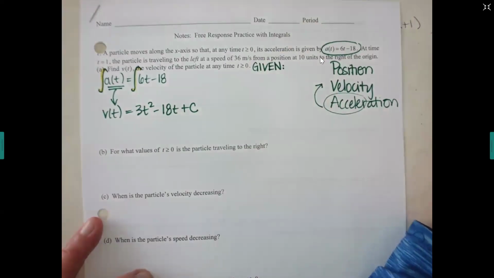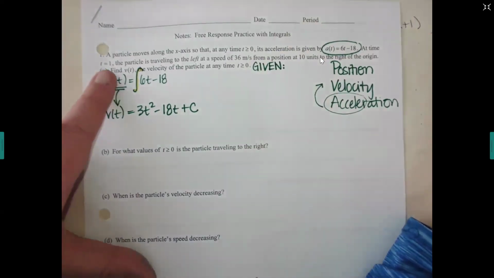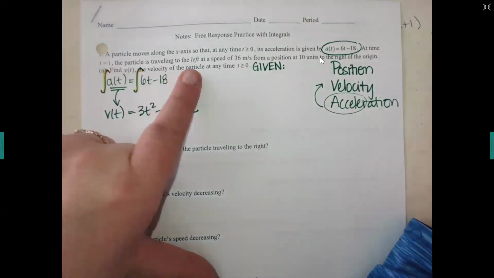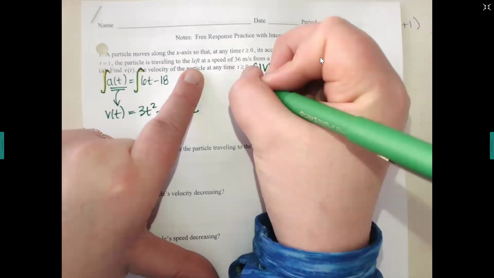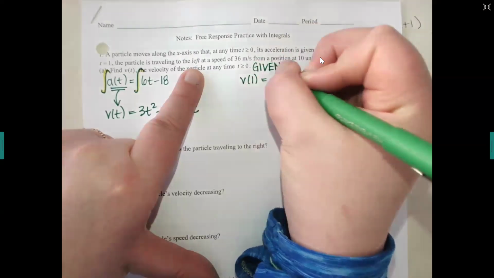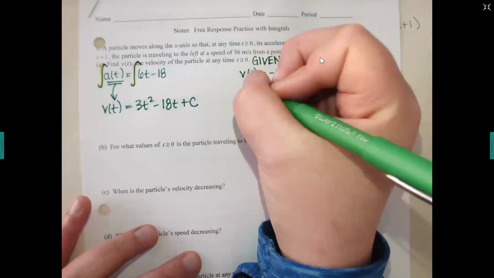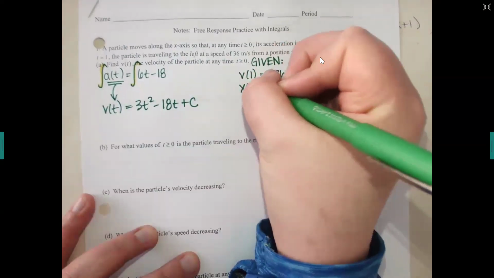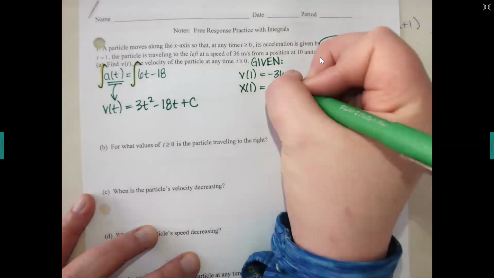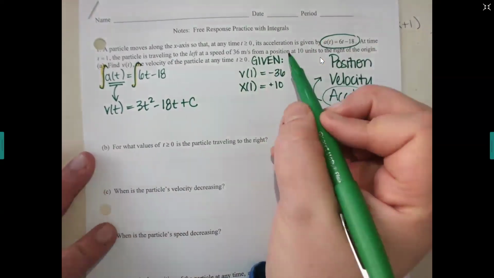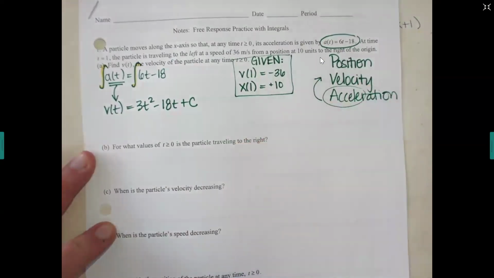What time did they give us? 1. And they're telling us it's traveling to the left at a speed of 36. Then the velocity of 1 is negative 36. Okay, think about if that makes sense. The speed tells me how fast. The left means I need to put a negative on my velocity. Then it also tells me the position is 10 units to the right. Should that be a positive or a negative? If you're on the right side, that would be positive. Very good. Okay, and then I'll use that to find my constant.